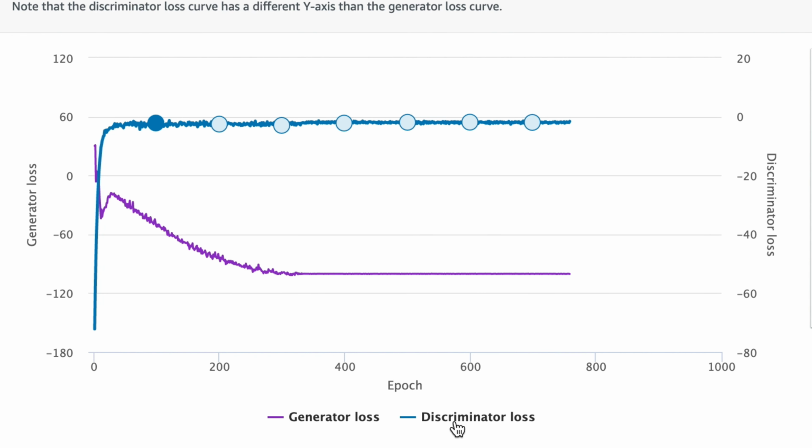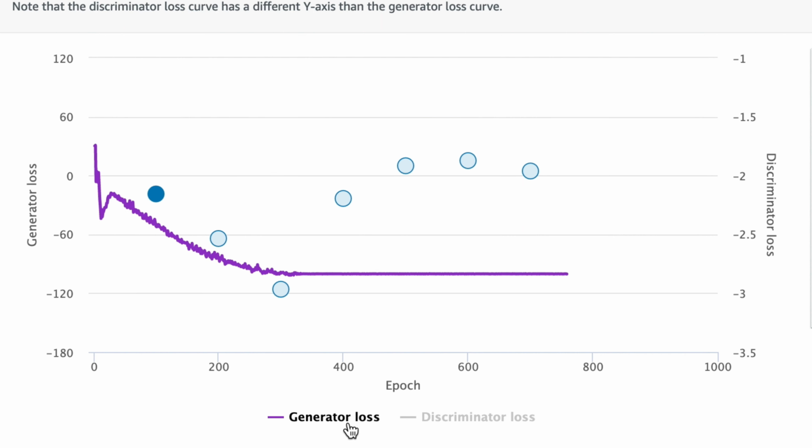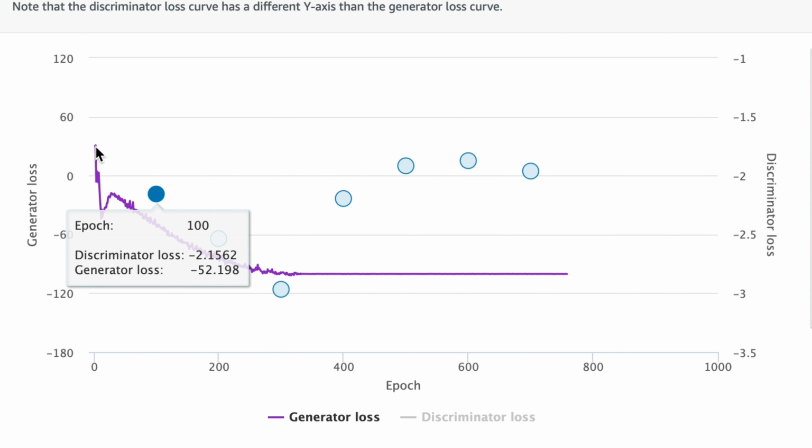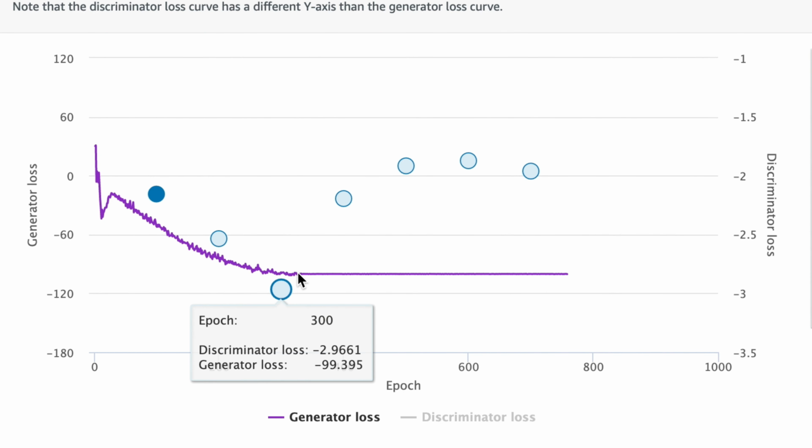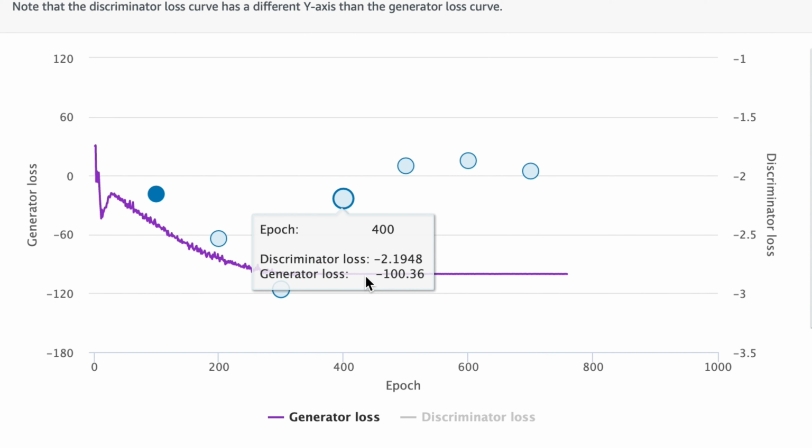Let's look at the generator loss. So let's hide the discriminator loss first. The generator loss starts out here around 30, and notice it plateaus right here. Now that blue circle here is the 300th epoch. Here it plateaus probably right around the 350th epoch, and then it essentially stops improving.